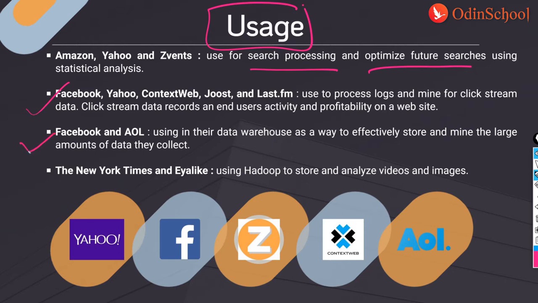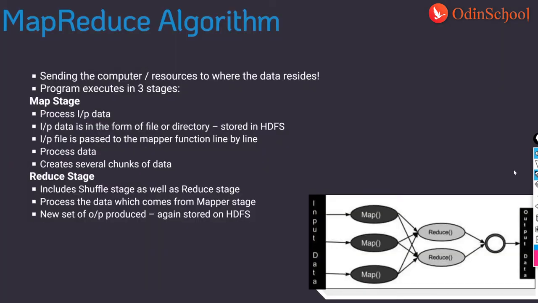Then Facebook and AOL are using it in their data warehouses as a way to effectively store and mine the large amount of data they collect. And we can see Facebook is using Hive as a data warehousing tool, which is also running MapReduce behind the scene. Then the New York Times and iAlike are using Hadoop to store and analyze videos and images. So let us learn this MapReduce algorithm.